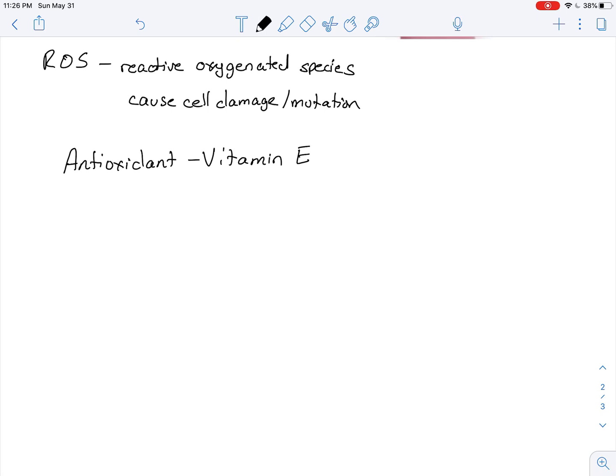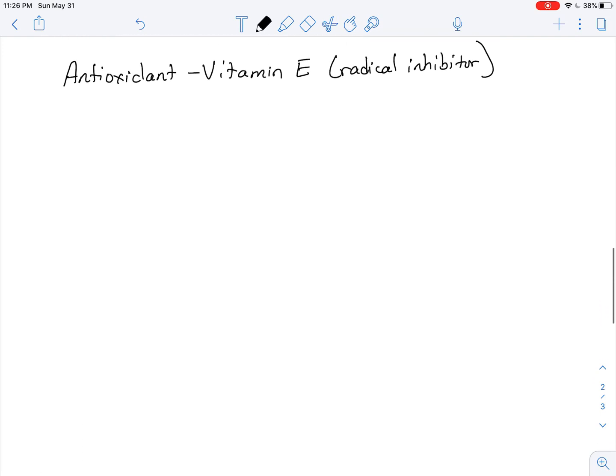So what is essentially a vitamin E? Vitamin E is actually a radical inhibitor, right? So it can actually inhibit radicals. So the idea here is that by increasing the amount of vitamin E in your body, and you eating blueberries, which are very rich in vitamin E, it can lower your risk of getting cancer. At least that's what the thought is behind that, right?